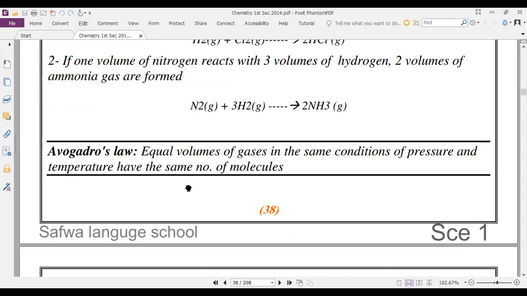Avogadro's law: equal volumes of gases in the same conditions of pressure and temperature have the same number of molecules. Try to repeat it again, please.